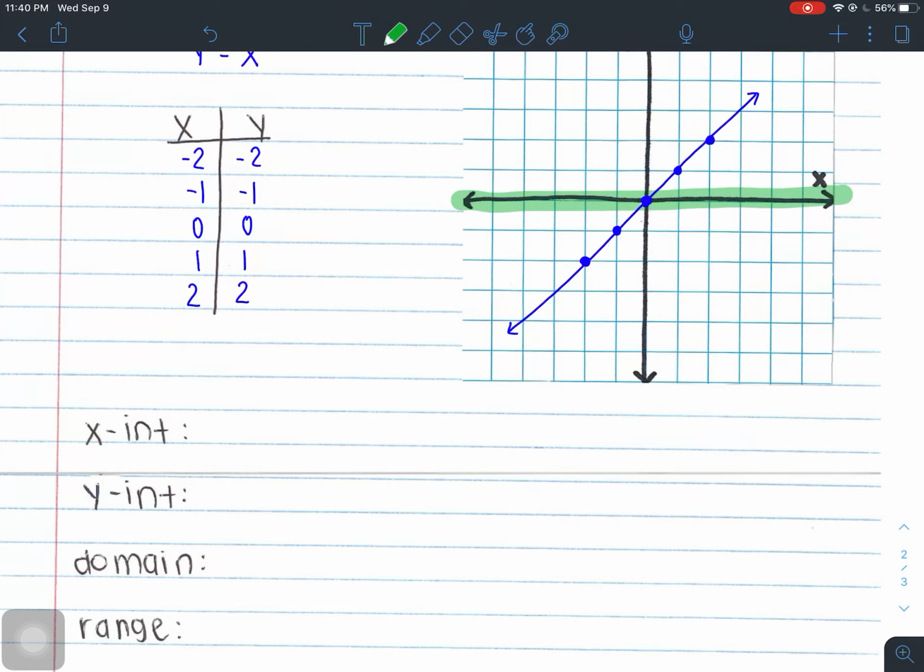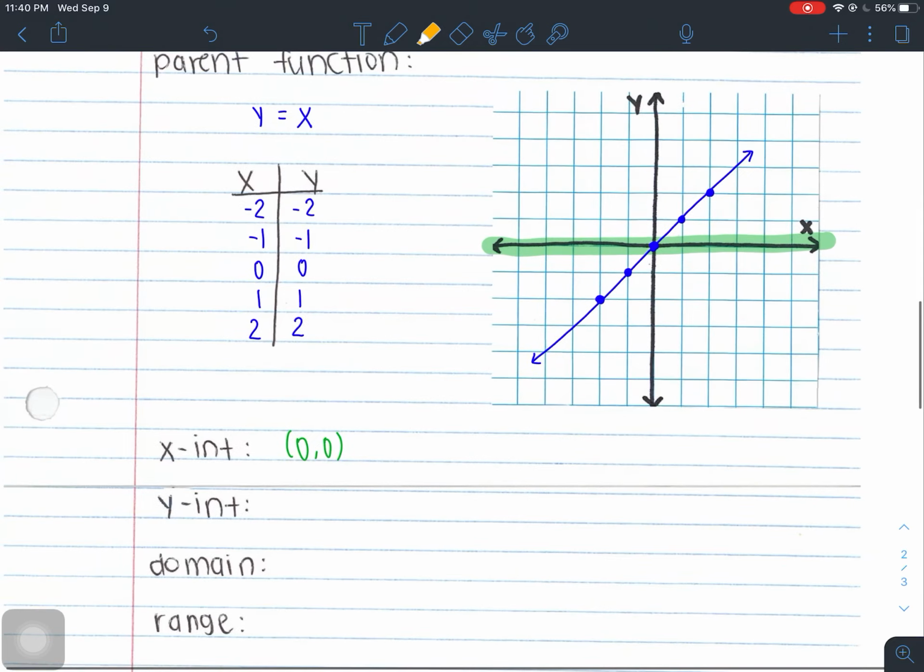Now you must write this as an ordered pair. So it'd be the point 0, 0. Don't write 0, right? That's not a point, right? You need to give me an x value and a y value. You need to give me an ordered pair. Okay, next you're going to find the y-intercept. Now, the reason why I'm moving on is because there's only one x-intercept. It only crossed the x-axis one time, so I'm done, and I move on.